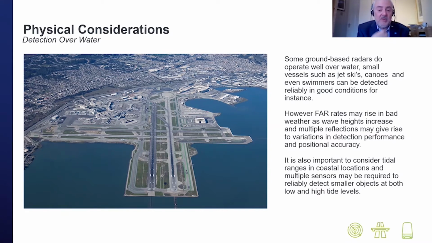And it's also important to consider tidal ranges as well in these coastal locations. If you've got a very high range of tides, then you might need to consider having multiple sensors for the low tide and high tide water levels, because obviously the ground level in effect is changing between the two. We'll discuss this in a bit more detail actually as part of the case study at the end.